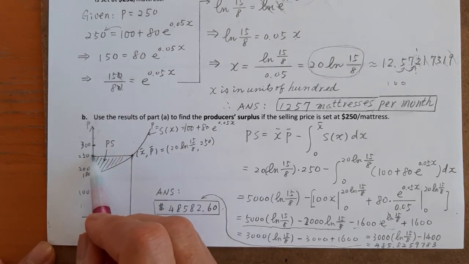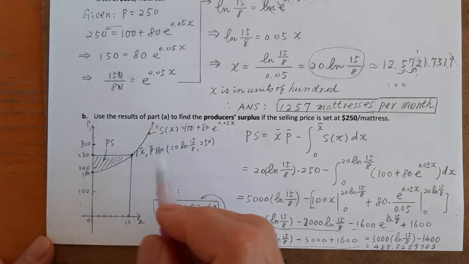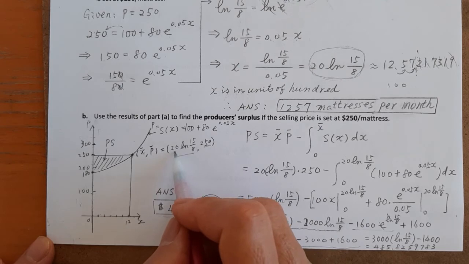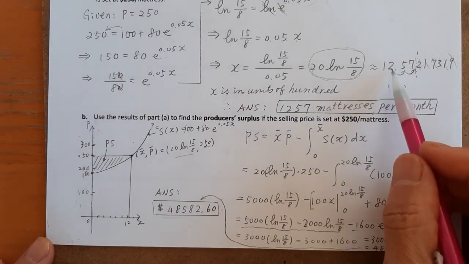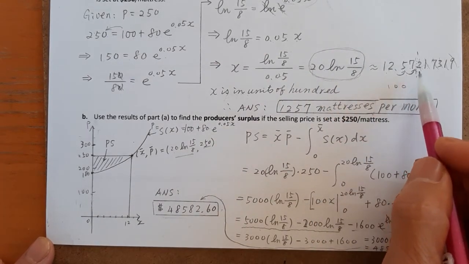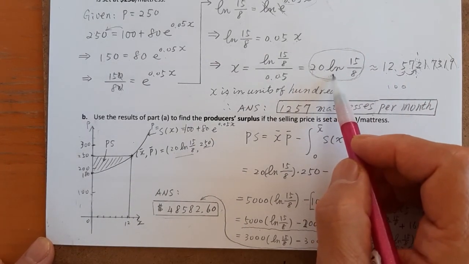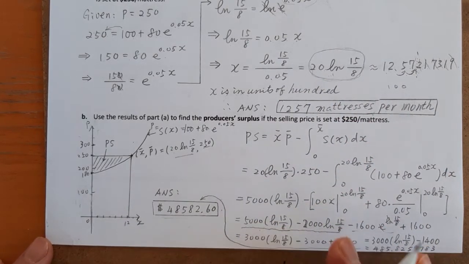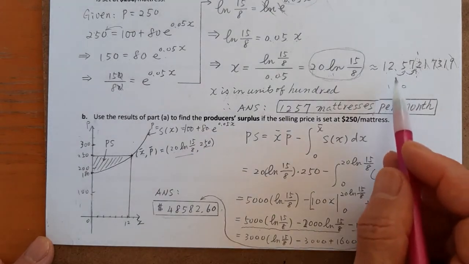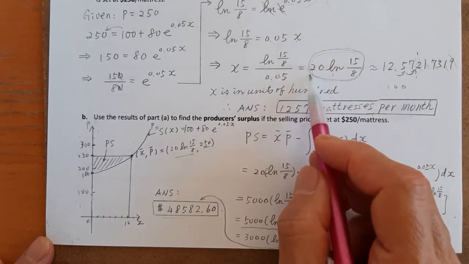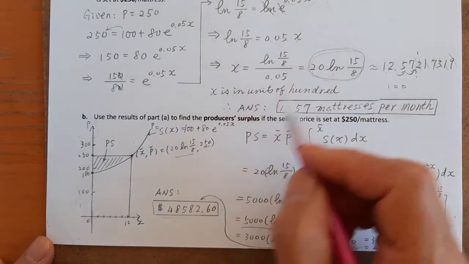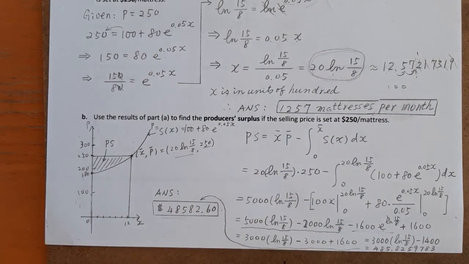When the price is 250, the units we figured out here is 12.57, in decimal. We use the exact value to do this, then you can get an accurate final answer. We only round at the end, for the final answer. So here, X is so many units: 20 ln 15 over 8. That's X bar.